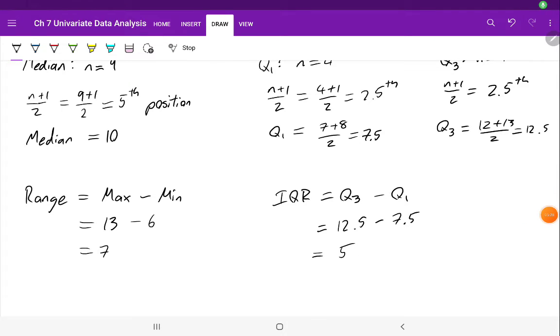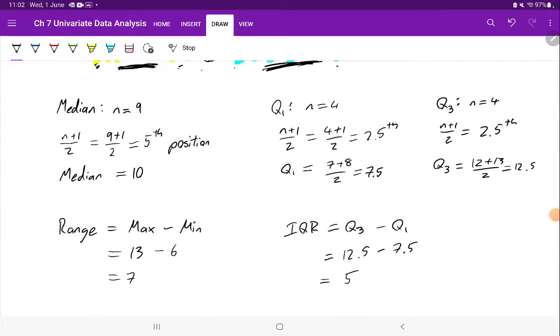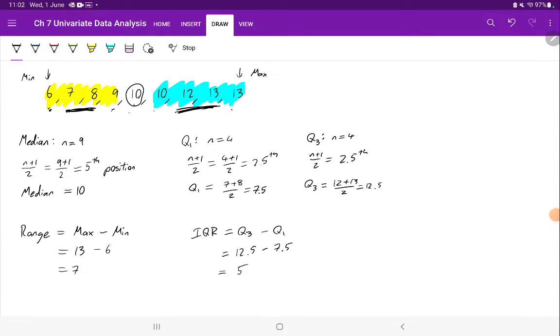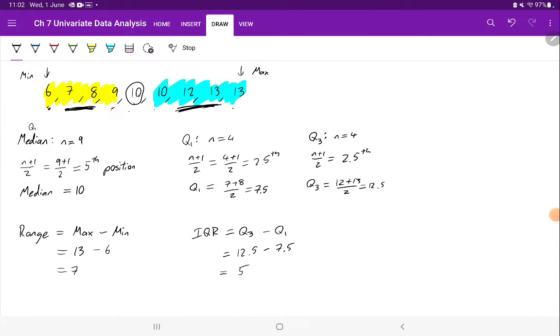So that is how you can calculate your minimum, maximum, Q1, Q3, and median, and then your range and interquartile range. Sometimes we call the median Q2 just because it's in between the Q1 and Q3. Let's do a different data set just to check we're all good. Alrighty, so let's look at this data set.